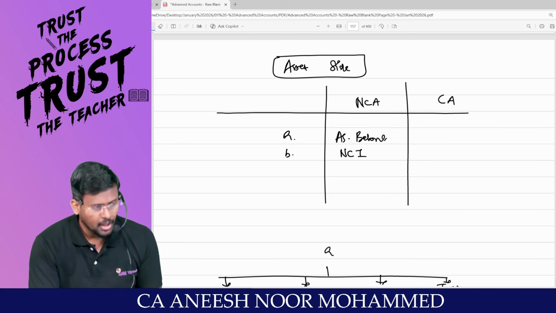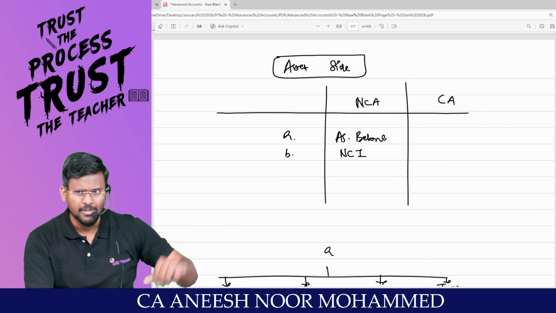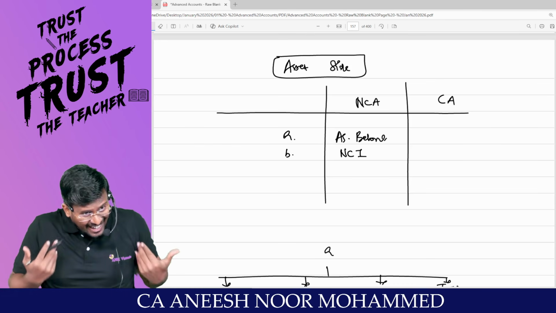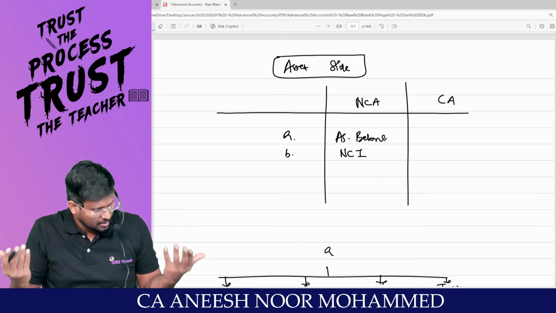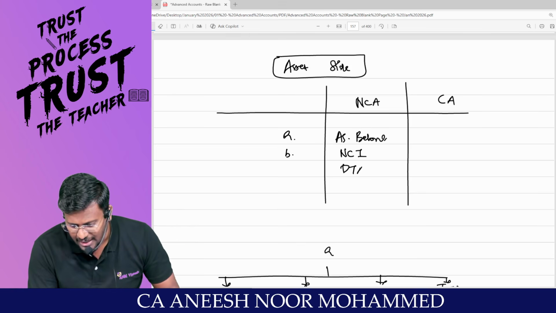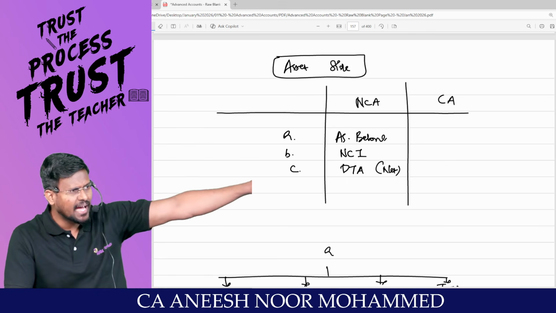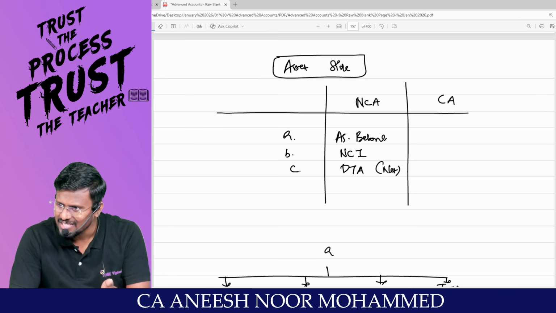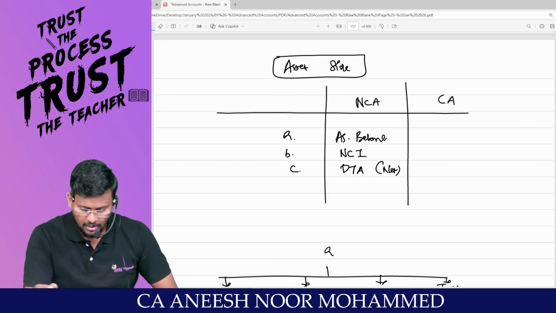Sir, the B: you will be investing in other people's business. That's what non-current investments. Still, I have a lot of money. I'll give to the government, which is deferred tax asset net. That means, my dear lovable students, next year's tax I paid in this year itself. So it's an asset for me. It's like an advance tax. Advance tax paid is an asset. Am I right, sir?